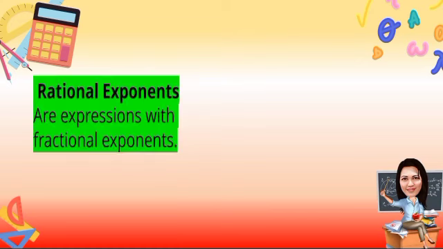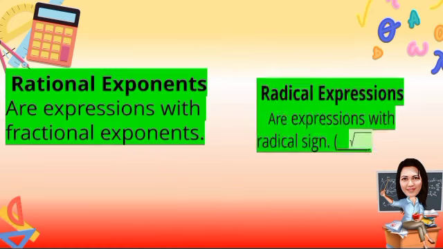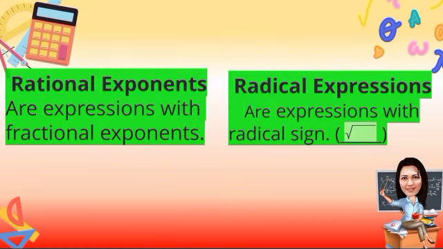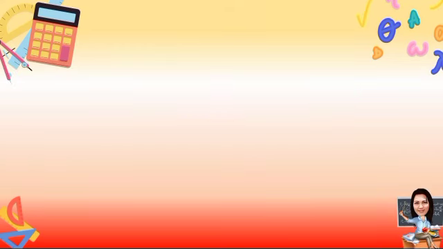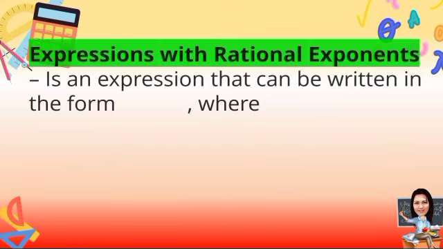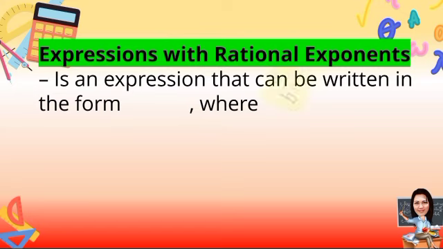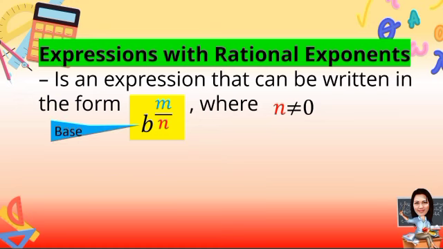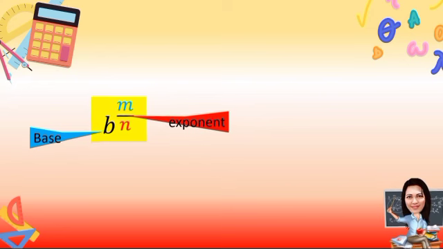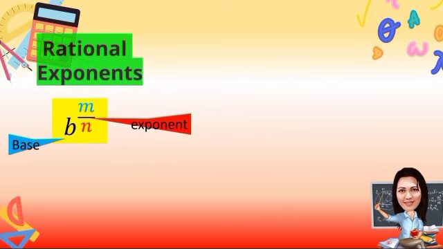So let's recall what is rational exponent. Rational exponents are expressions with fractional exponents, while radical expressions are expressions with radical sign. Expressions with rational exponent is an expression that can be written in the form b raised to m over n, where n should not be equal to 0, where b is the base, m over n is the exponent.